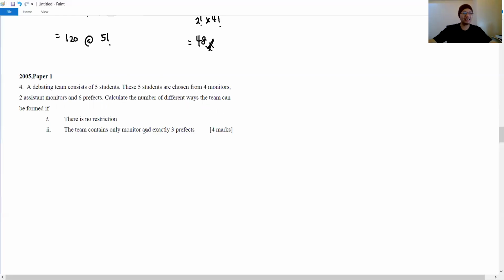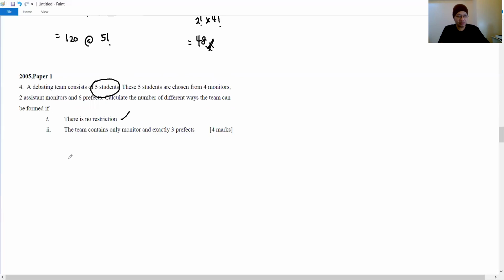Okay, so a debate team. The debate team consists of 5 students. These 5 students are chosen from 4 monitors, 2 assistant monitors, and 6 prefects. Calculate the number of different ways the team can be formed if there is no restriction. Okay guys, this is not about arranging. This is about choosing.